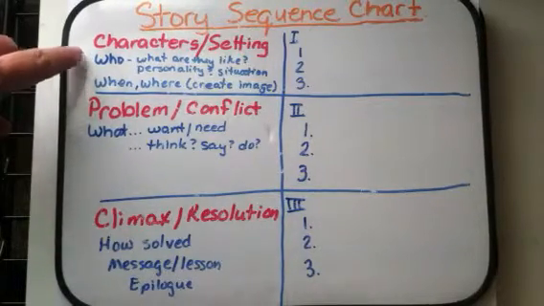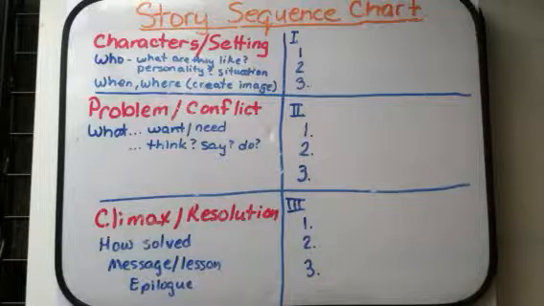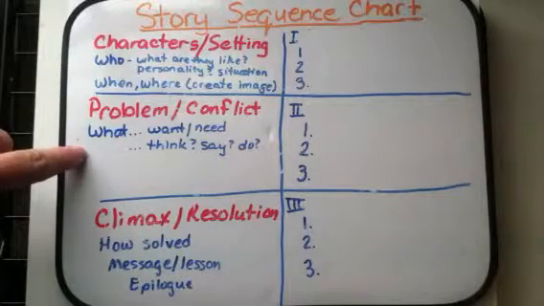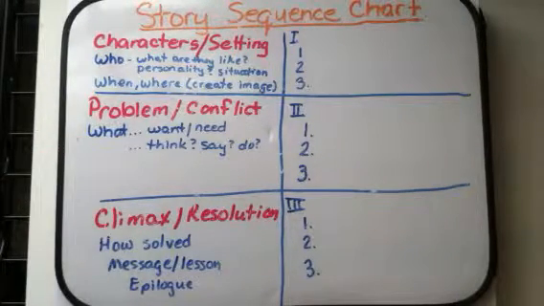Who are the characters? What are they like? What is their personality? What is their situation? What's happening? Okay, and then you're going to ask when and where the story is taking place. And you'll describe it in such a way that you'll create a mood and an image and just make the story come to life. Okay, and also the next paragraph will be the problem or conflict.